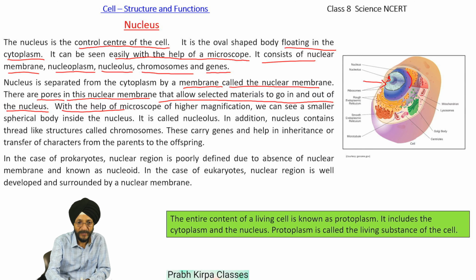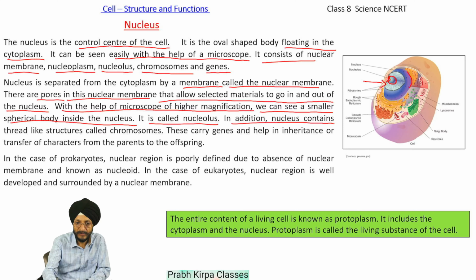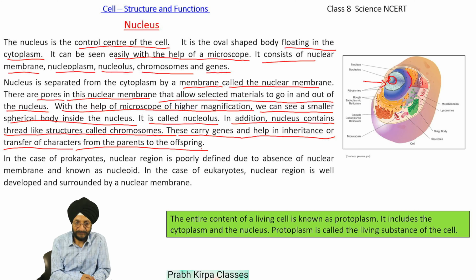With the help of a microscope of higher magnification, we can see a still smaller spherical body inside the nucleus, which is known as the nucleolus. This is the nucleolus. In addition to that, the nucleus also contains thread-like structures called chromosomes. Chromosomes carry genes and help in inheritance, or transfer of characters from parents to the offspring.